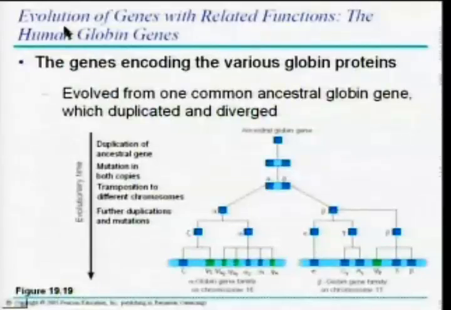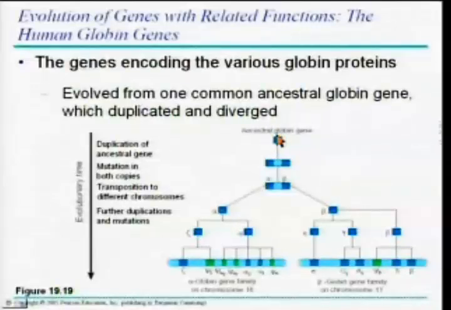Evolution of genes with related functions. The human globin genes come back again, not necessarily hemoglobin, but there are a lot of different globin genes, globin proteins, even immunoglobulins. The genes encoding the various globin proteins evolved from one common ancestral globin gene, which duplicated and diverged.